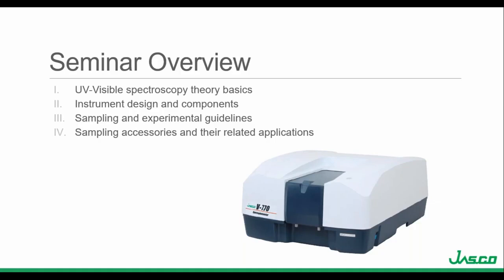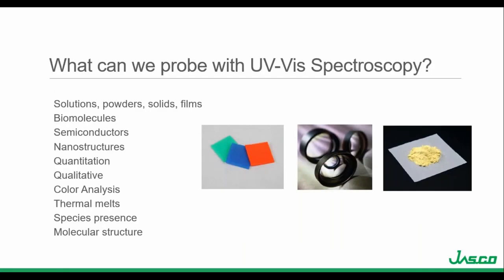So today I'm going to go over UV visible spectroscopy theory basics, instrument design and components, sampling and experimental guidelines, and sampling accessories and some related applications. The range of applications for UV is enormous. We can probe solutions, powders, solids, and films of biomolecules, semiconductors, nanostructures, and other materials. UV VIS is used for quantitation, color analysis, thermal stability, molecular structure, and substance identification, just to name a few.